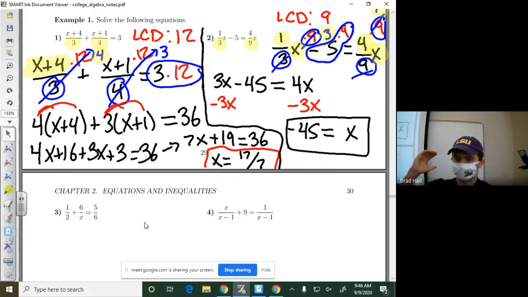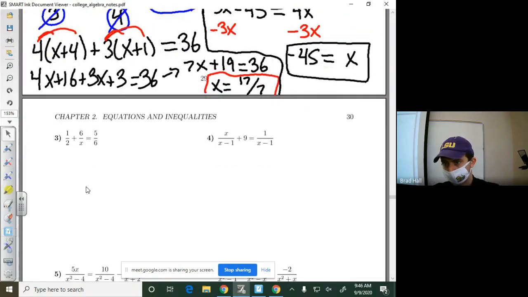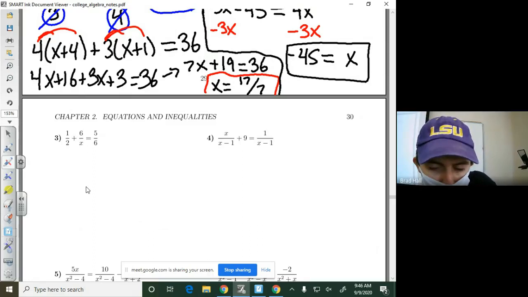So we're going to take it up a step further by now incorporating a variable as one of the denominator terms. Before we had all numbers. Now we have a variable involved. So let's see how that may affect things. I see a fraction, I instantly think least common denominator.